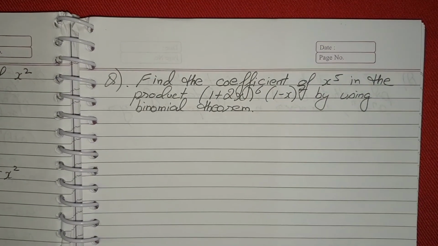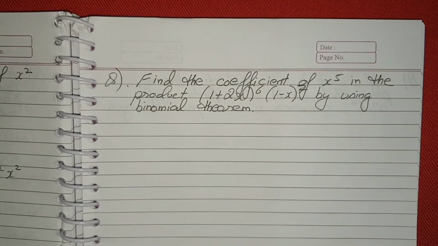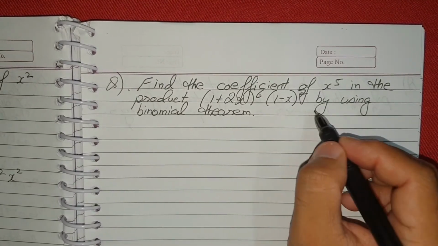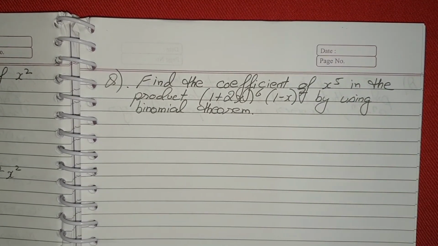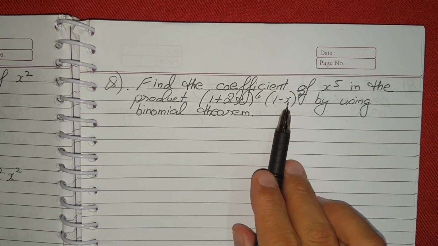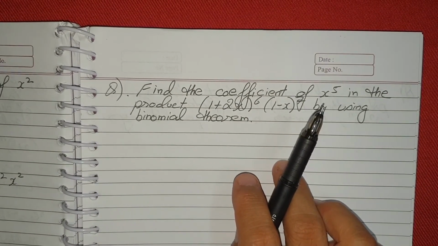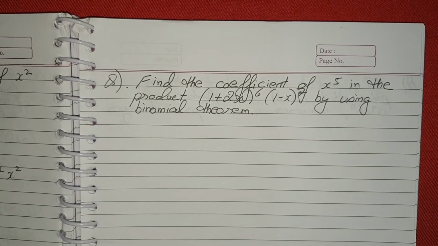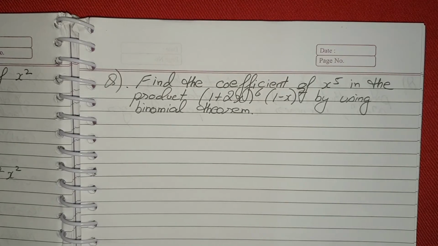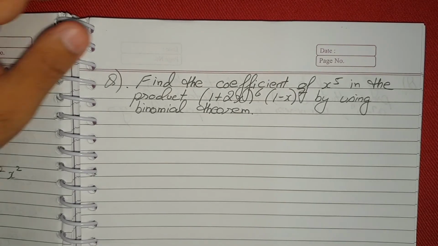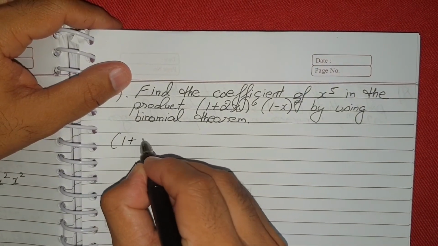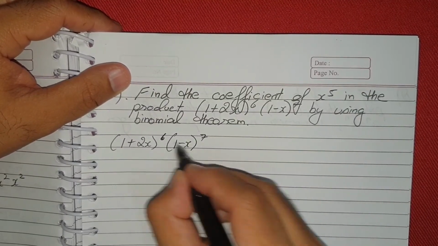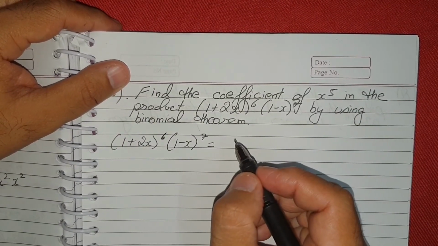Next example. Now you have to find the coefficient of x to the power 5 in the product of (1 + 2x) to the power 6 and (1 - x) to the power 7 by using the binomial theorem. Now see, in this we have to expand both, which will be a lengthy process. And we have to find the coefficient of x to the power 5, so we will just concentrate on x to the power 5. So writing (1 + 2x) to the power 6, and this is (1 - x) to the power 7. Okay.